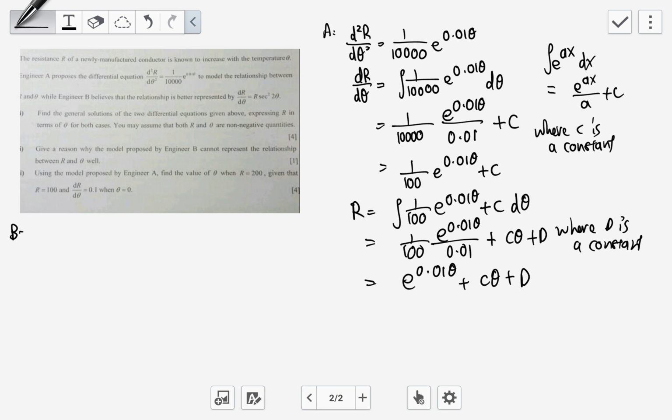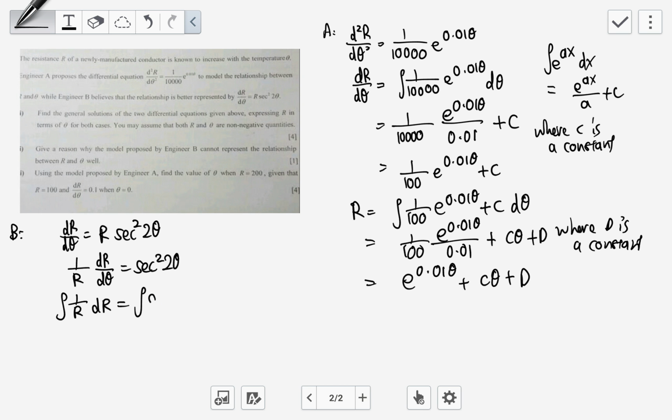Then how about for engineer B? For engineer B, dR/d theta equals R sec squared 2 theta. Now I rearrange, put R on one side, so I have 1 over R dR/d theta equals sec squared 2 theta. Now I could just integrate like this. The d theta I'll bring over, so I integrate sec squared 2 theta d theta. When I integrate with respect to R, I get ln R. This is the purpose of bringing R to this side because dR is here.